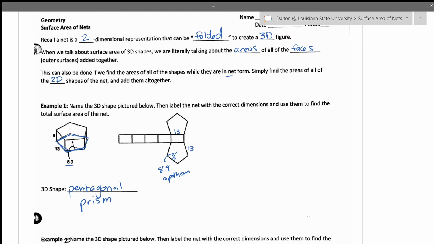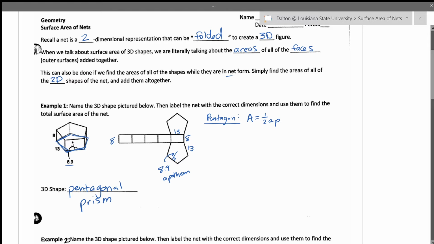The only thing we have left is this 8. If you look at the small rectangles on your prism, that 8 represents the shorter side, which would be this part of the rectangle and this part of the rectangle. So our goal is to just find the areas of all of these shapes. Let's take care of the pentagon first. And I recommend labeling your work like I'm going to label it here too. For the pentagon, if you're looking on your formula chart, the area of a pentagon is 1/2 AP.